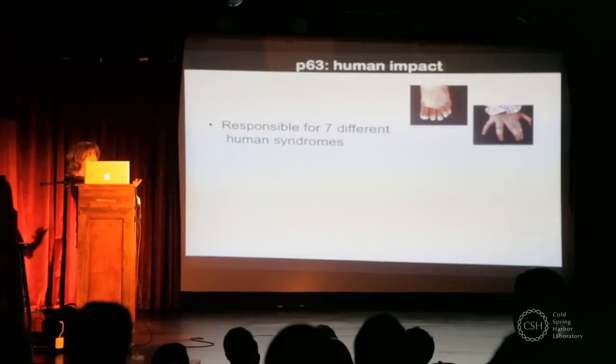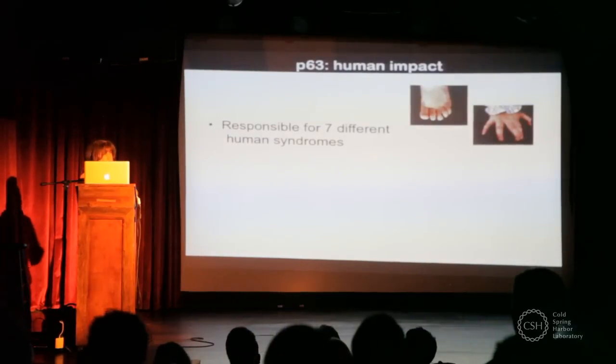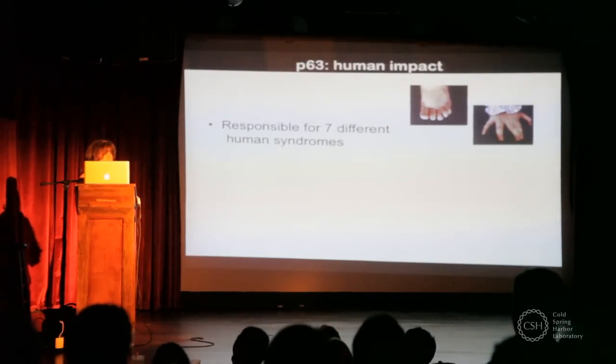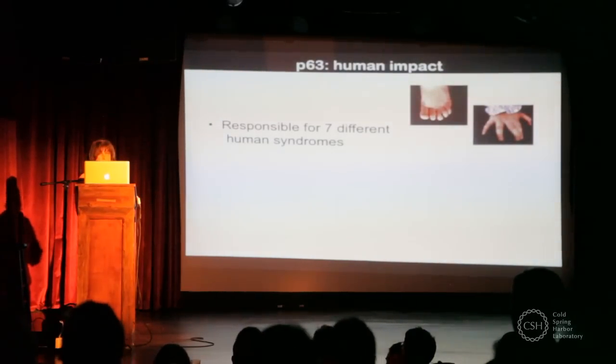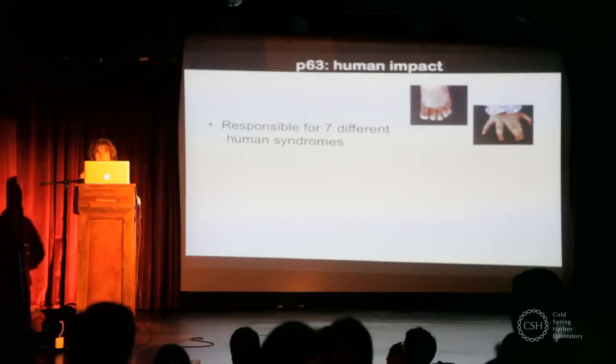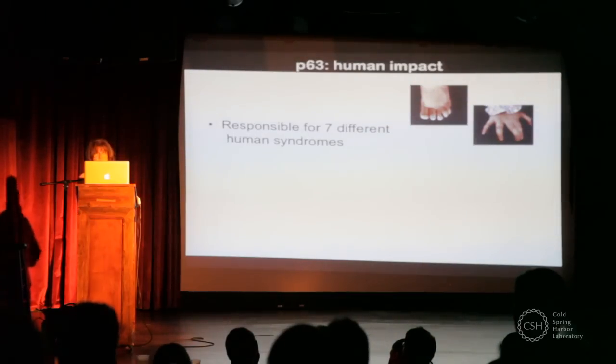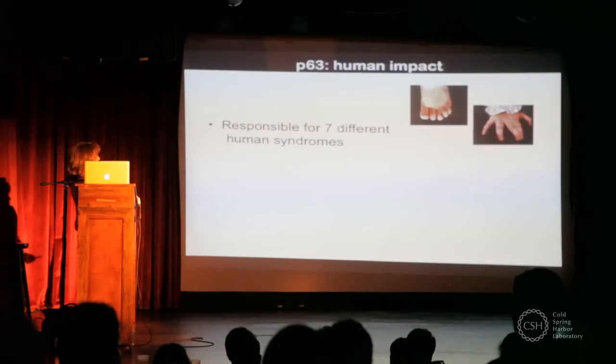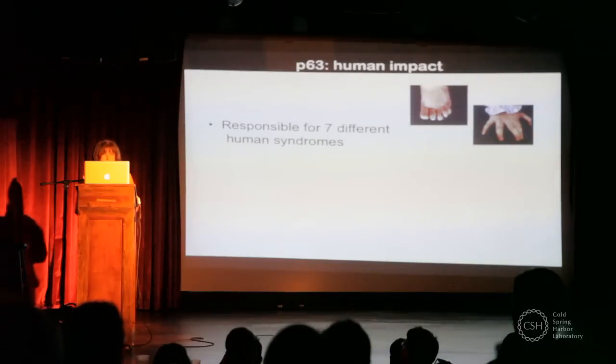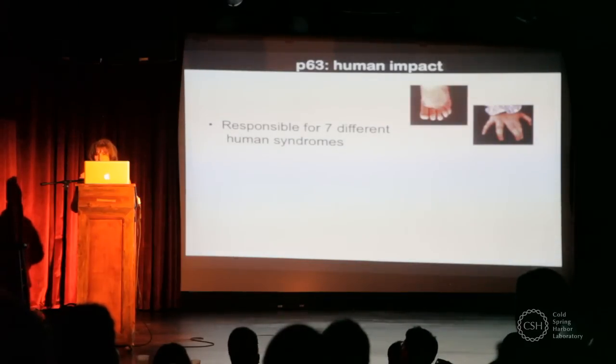And the developmental studies really now have been expanded from that single human syndrome that was first shown to be caused by p63 mutations to now it's known that p63 mutations are responsible for 7 different human developmental disease syndromes where the kids have, for example, limb problems and craniofacial clefting and skin issues.